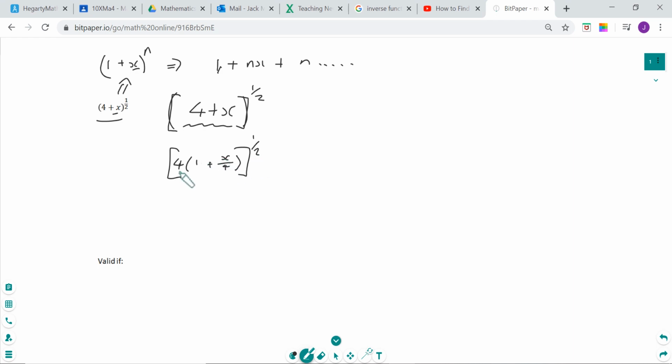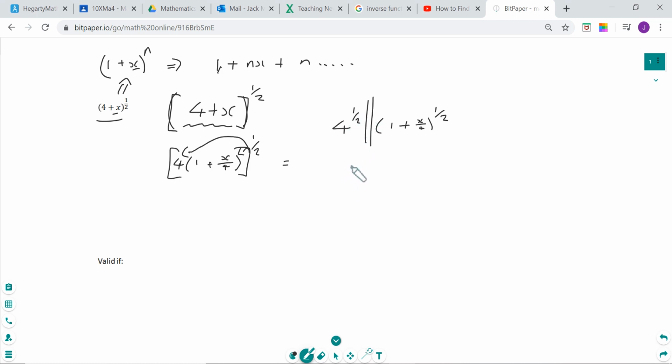Now why am I doing this? Well, what you can do now is apply the power to the 4, but also to this bracket. So that will be the same as 4 to the power of a half multiplied by the bracket to the power of a half. Now what do you see? Hopefully you see on the right hand side a problem exactly the same as what we've dealt with already, and on the left hand side, what is 4 to the power of a half? We're just going to say 2, aren't we?